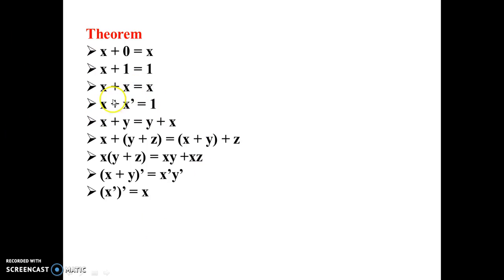So likewise, X plus X complement is equal to 1. That means A plus A complement is equal to 1. Okay, and X plus Y is equal to Y plus X, and X plus Y plus Z. Now, X into Y plus Z is equal to XY plus XZ. So X is common to both, X into Y plus Z.